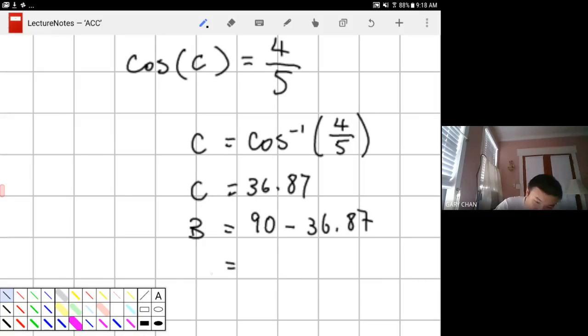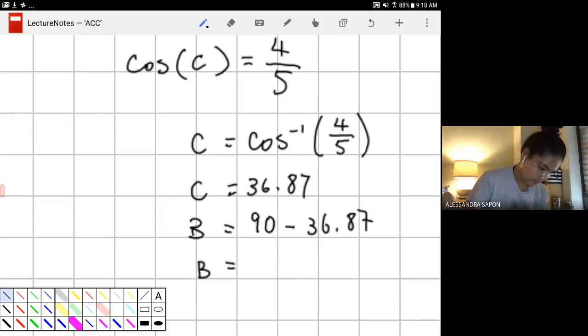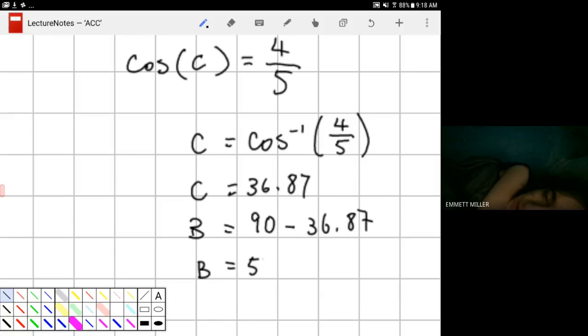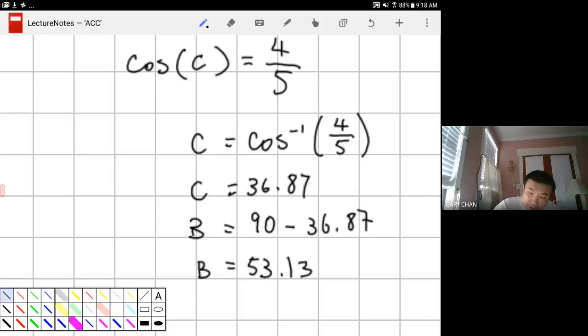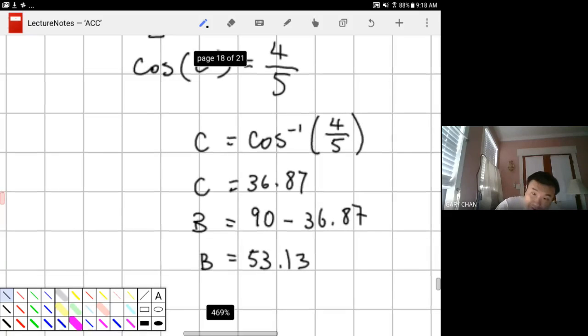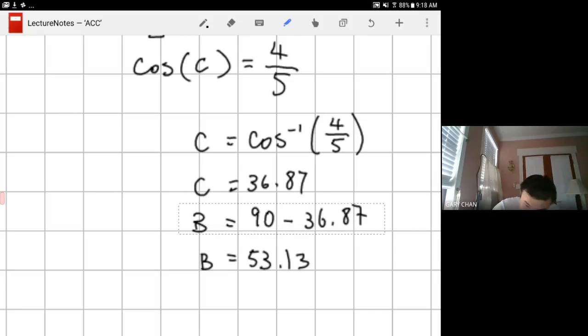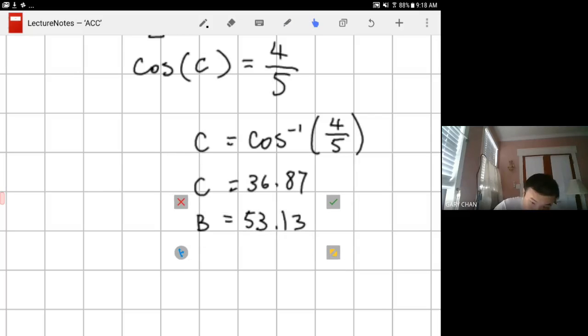Sasha, you have the calculator handy. What is that? 53.13. Sorry, I forgot the decimal point. No problem. All right, so angle B is 53.13. I'm gonna get rid of this and try to make things a little neater. So that's what I have right now. I have angle B, I have angle C, and I also have angle A.